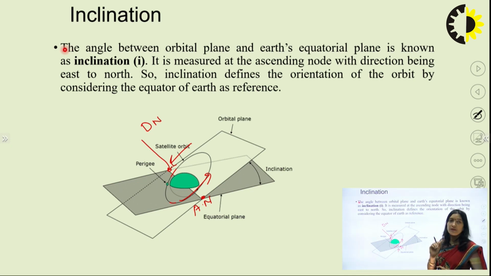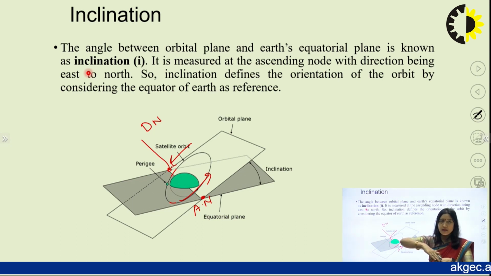Next, we have the inclination. Inclination is small i. As I told you, there is one equatorial plane and there is one inclined plane in which your satellite is located. Generally, your geostationary satellite lies in the equatorial plane and the orbit is circular. But other than geostationary satellites, they have some inclination. So, what is this inclination? It means your satellite is not exactly in the equatorial plane. See, this is the equatorial plane and this is your satellite orbit. There will be some angle between the equatorial plane and the satellite's actual plane. That angle is known as the inclination angle.